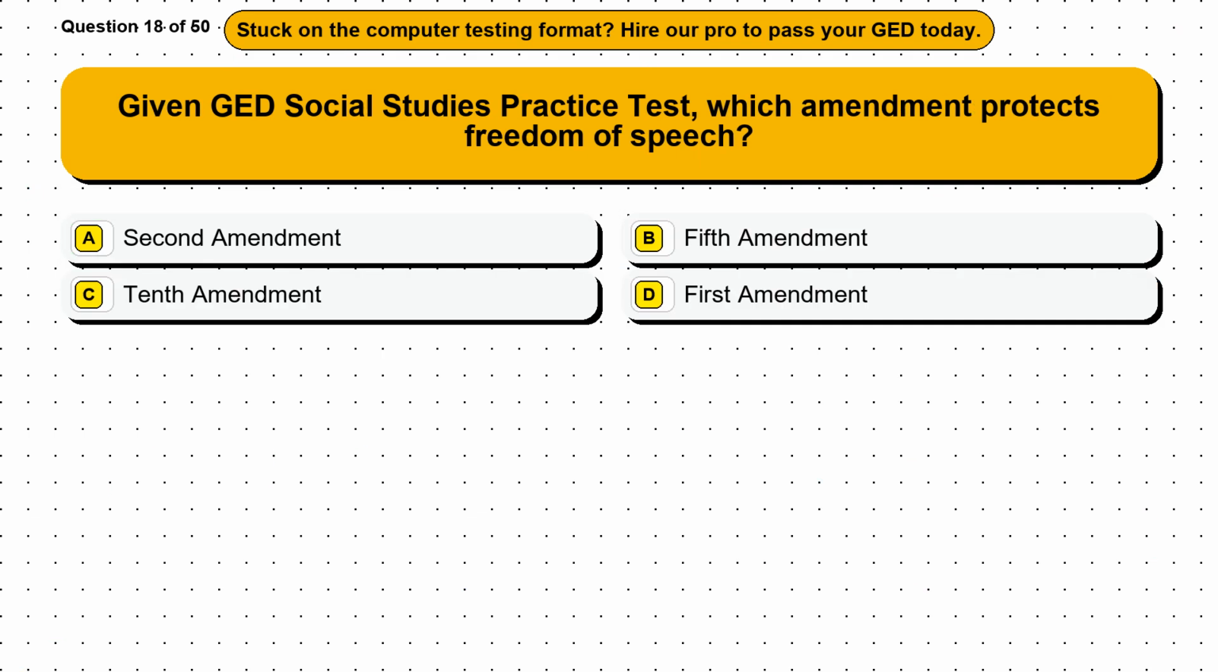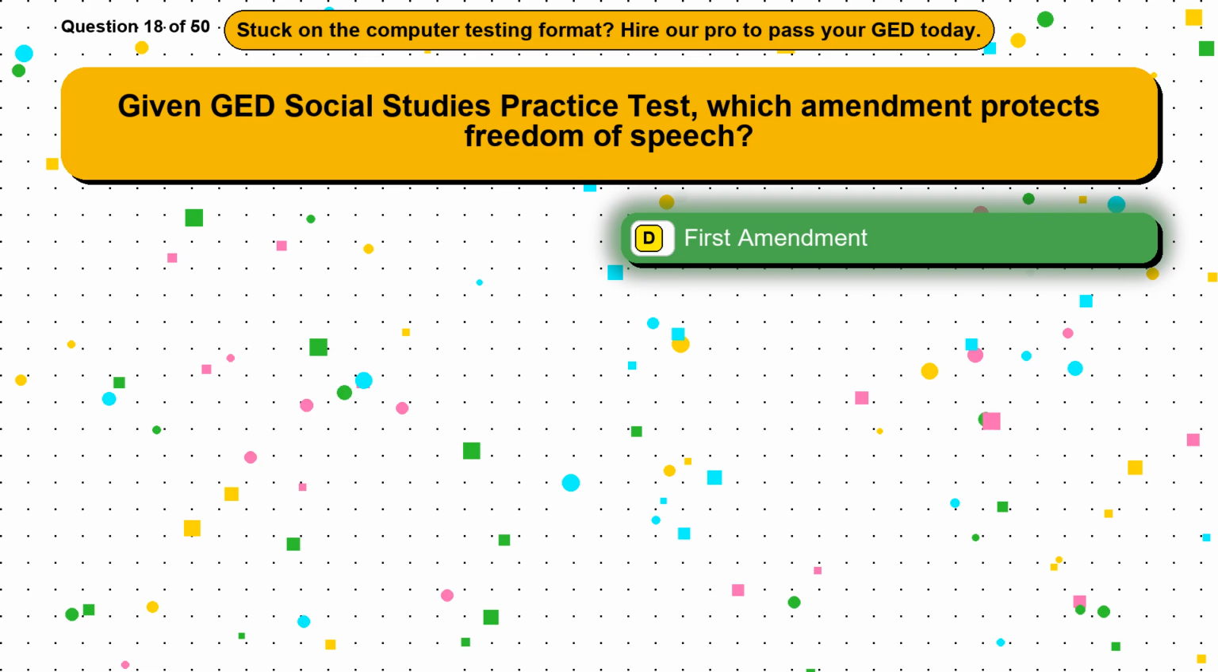Question 18. Given GED Social Studies practice test, which amendment protects freedom of speech? Option A, Second Amendment. Option B, Fifth Amendment. Option C, 10th Amendment. Option D, First Amendment. The correct answer is option D, First Amendment.